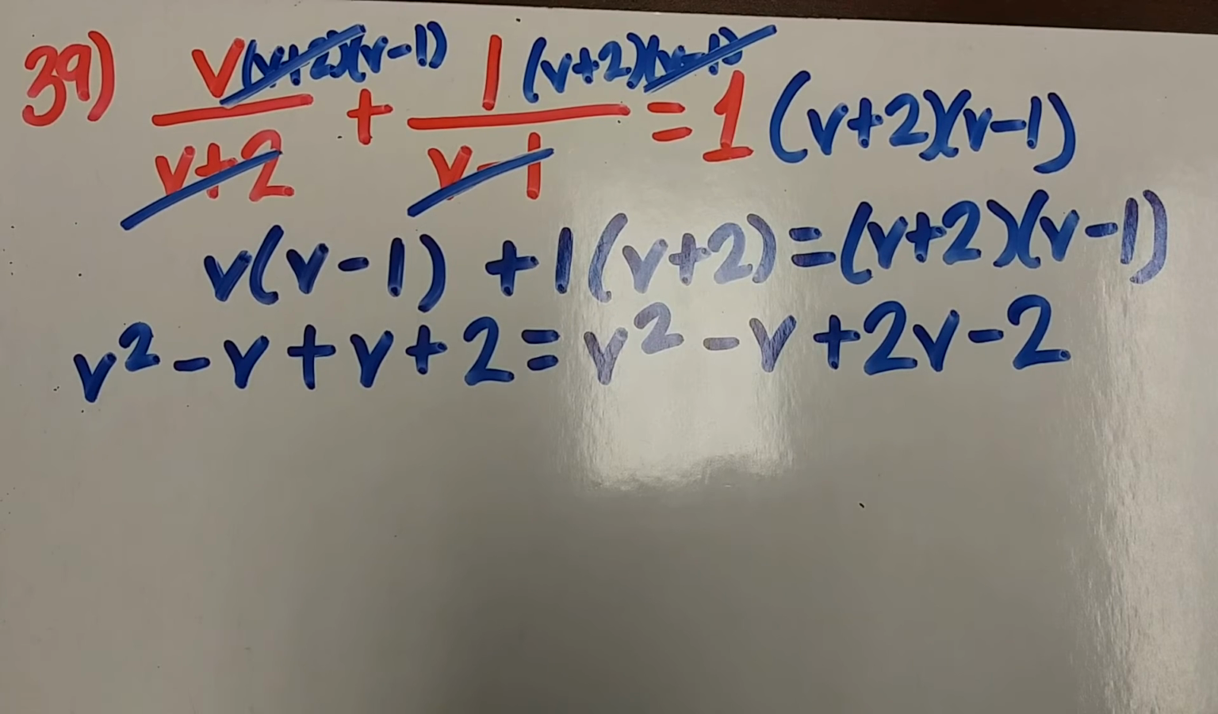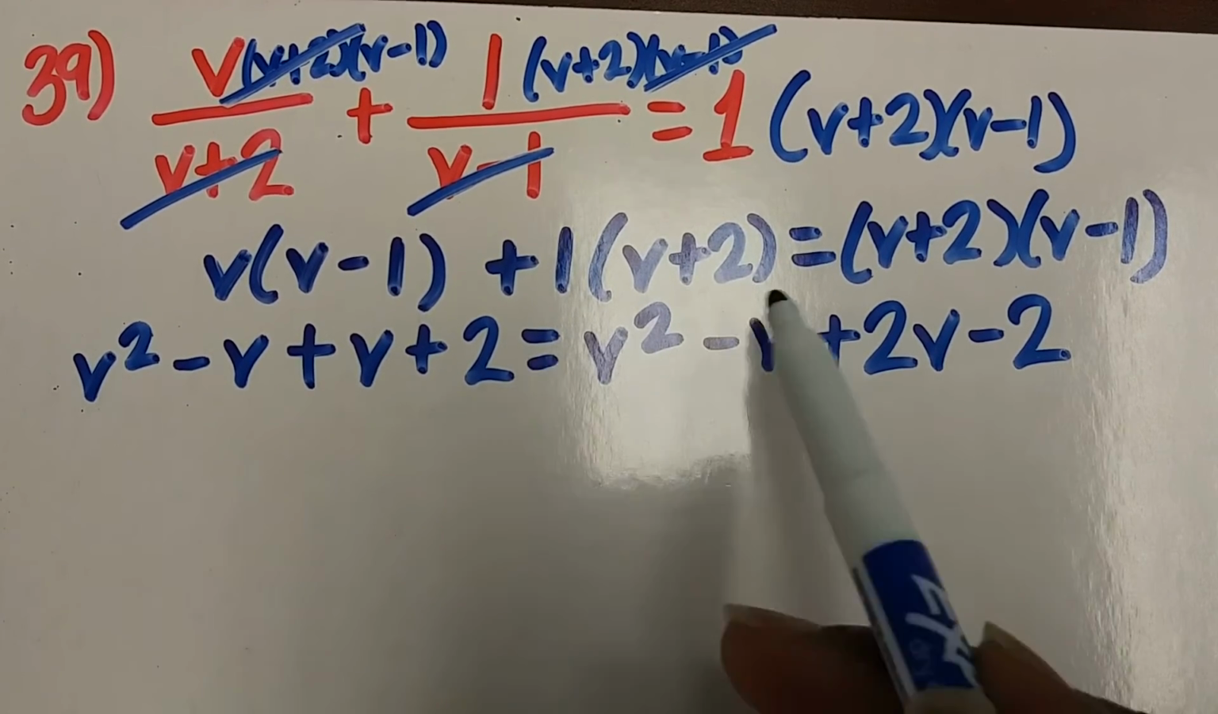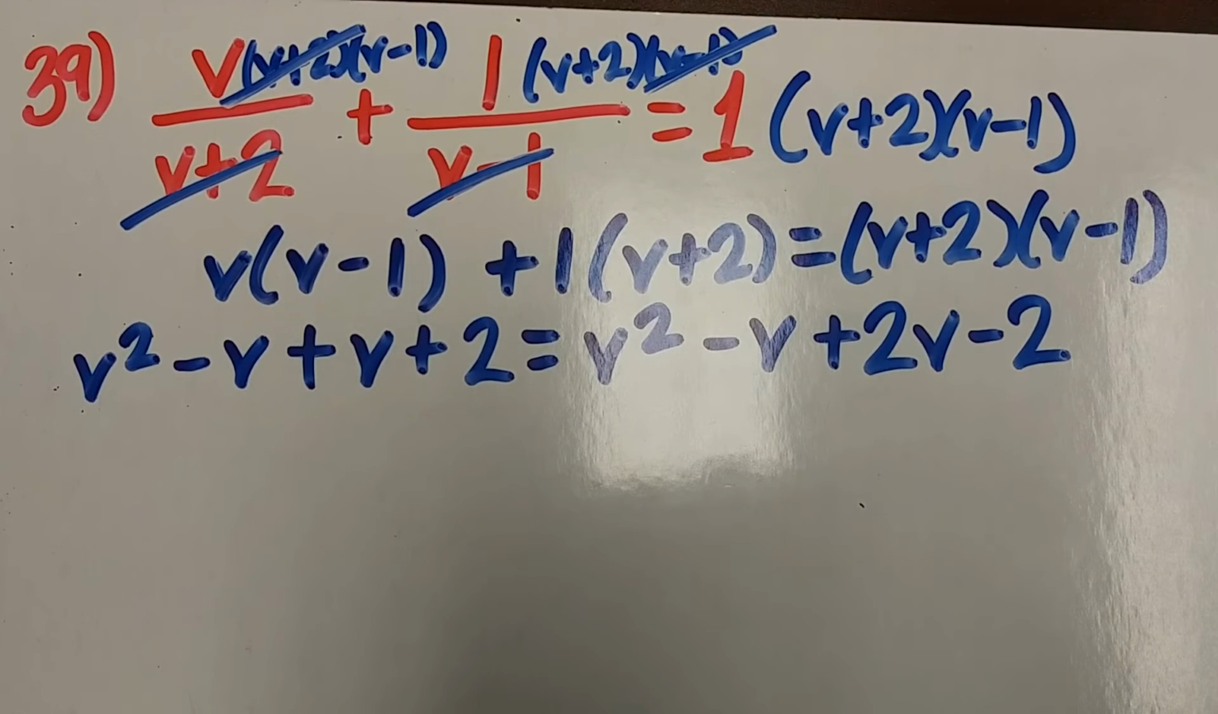How many answers will you have for X? Well, I see that when I subtract V squared, it's going to equal 0. So I'm going to have only one answer for X. It may work, it may not work. We'll have to see when we do the math.